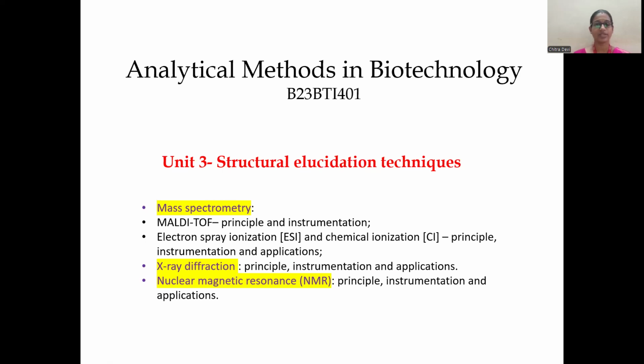So in our syllabus, we have three different techniques. One is mass spectrometry, then X-ray diffraction. Third one is nuclear magnetic resonance. So today we'll be going to discuss mass spectrometry in detail.